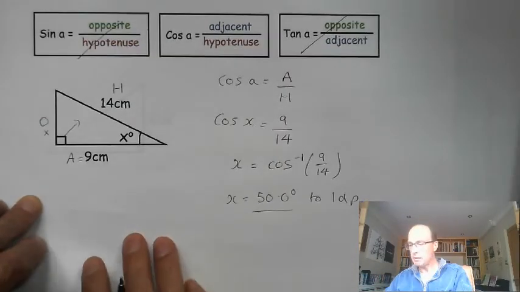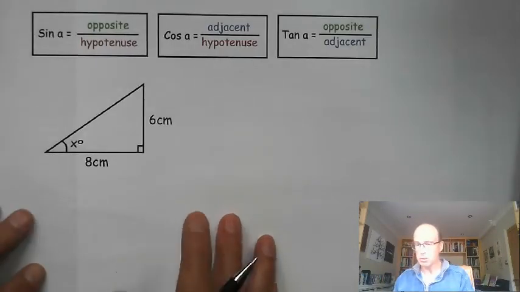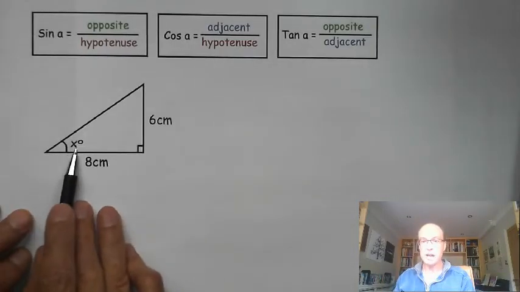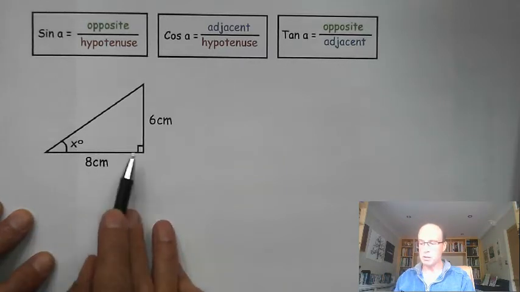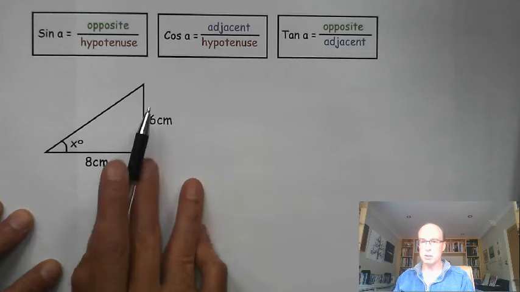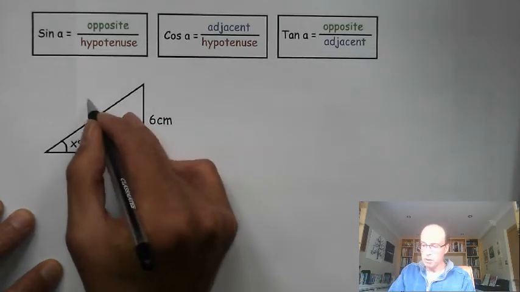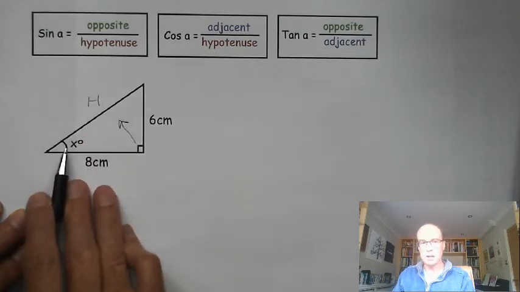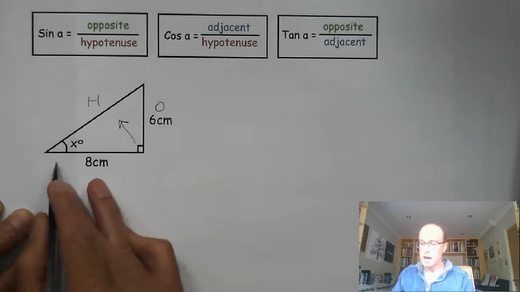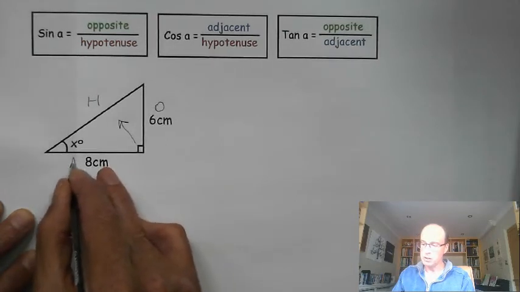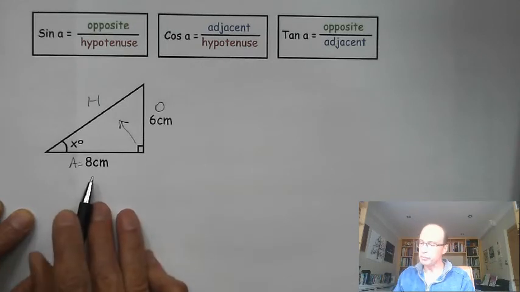Okay, let's have a look at a third and final example. Another right angle triangle. Still trying to find a missing angle X. This time we've been given the base, which is 8 centimeters, and the height is 6 centimeters. I'm going to label up my triangle. So opposite my right angle is my hypotenuse. Opposite the angle I'm trying to calculate is the opposite side, and the side that's left next to the angle I'm trying to calculate, my adjacent side, is 8 centimeters.